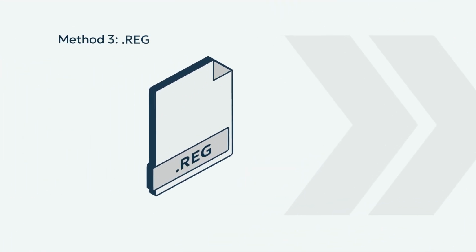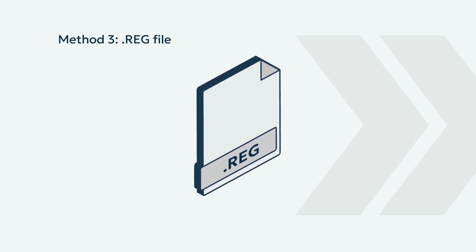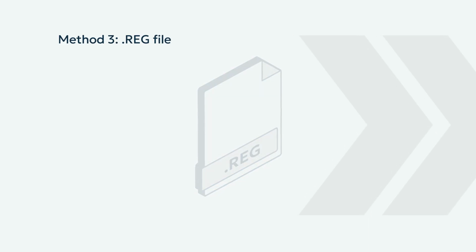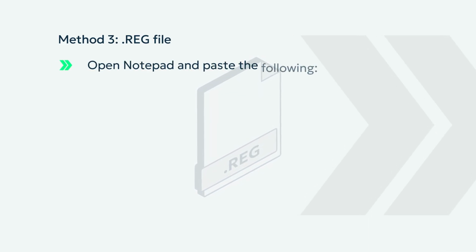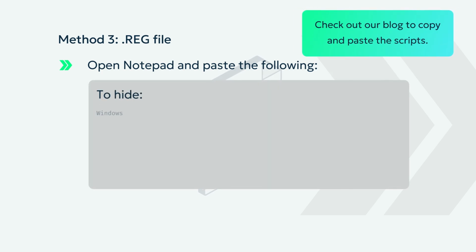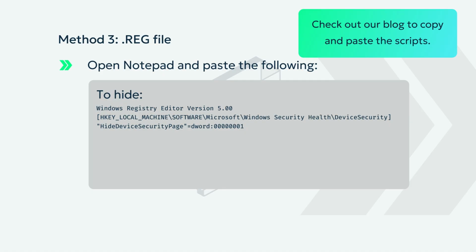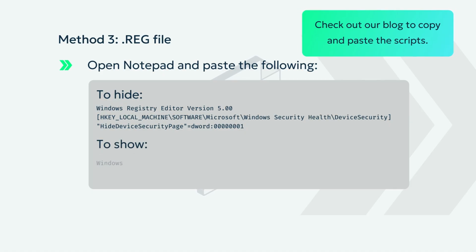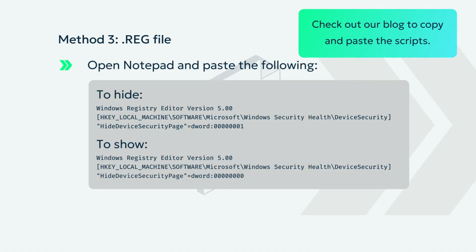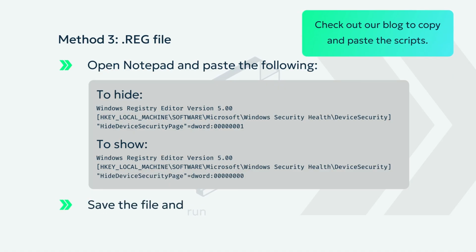The third and final method is to run a .reg file, which is perfect for bulk deployment. Open Notepad and copy-paste the following, Windows Registry Editor Version 5.00, to hide, or Windows Registry Editor Version 5.00 to show. Save the file and run it with admin privileges.